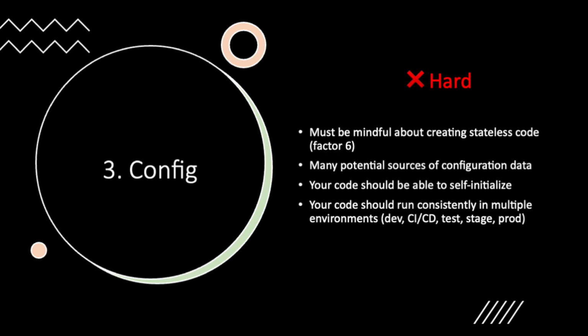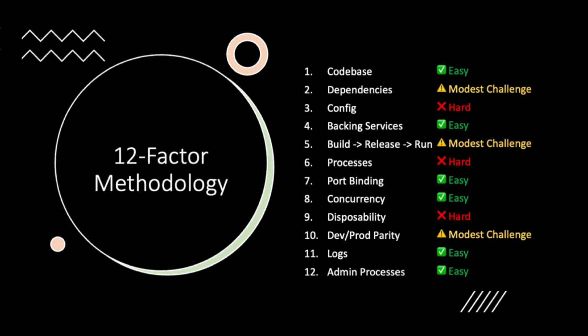Number 3, config. Store config in the environment. Now, this is by far the hardest factor to implement well. And also keep in mind that factor 5, build, release, run, and factor 6, processes, and factor 10, dev, prod, parity, all depend on how well this factor is implemented. And in turn, this factor depends on how well factor 6, processes, is implemented. That is, the extent to which your code is stateless. In this project, literally a full 1/2 of the source code dwells on configuration.